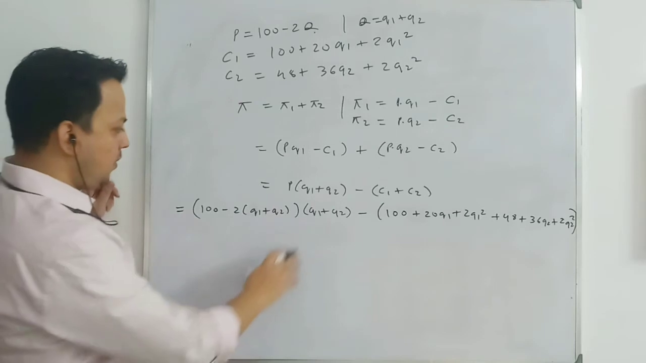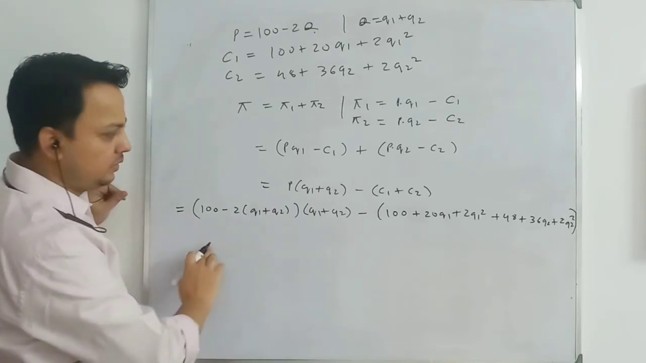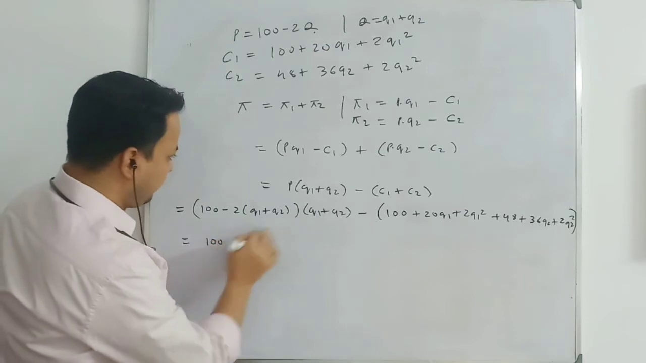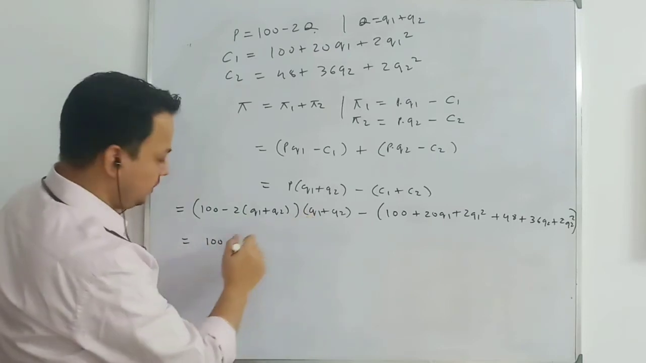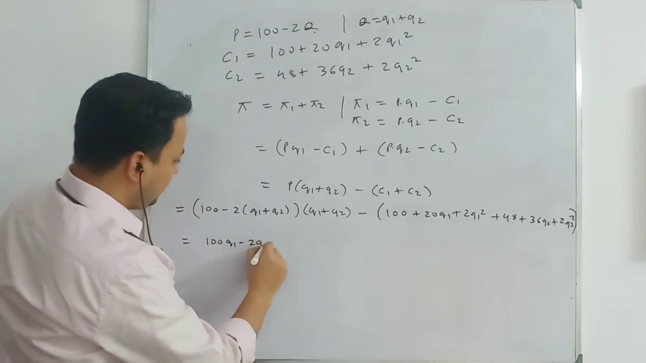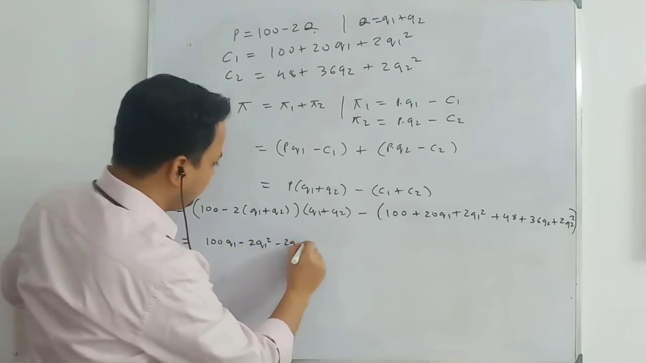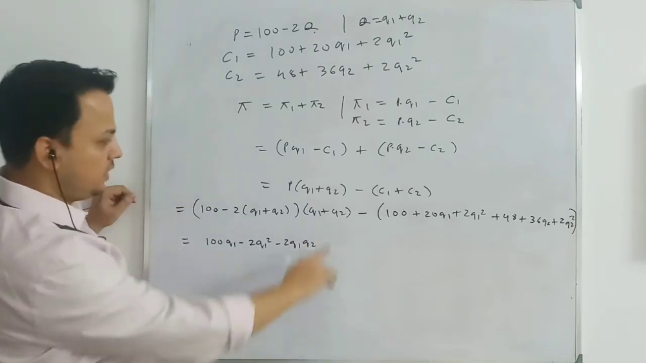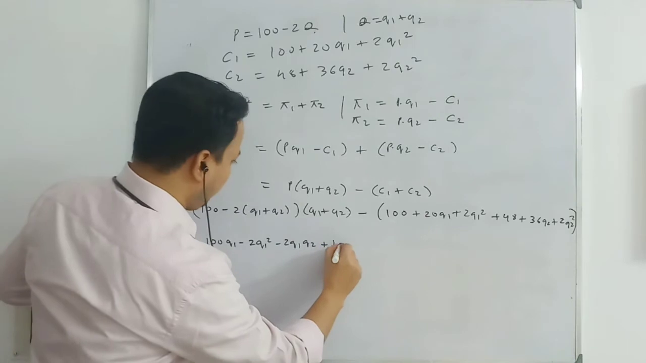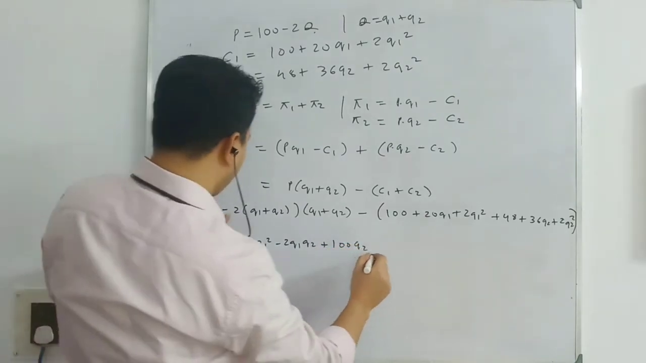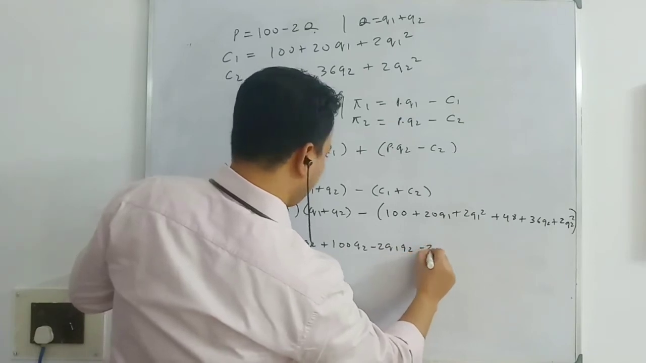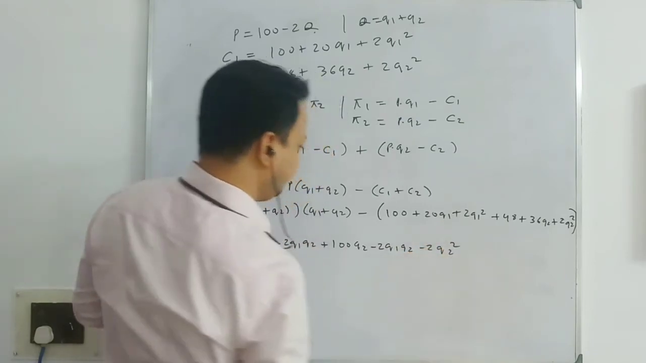Everyone have written? Now you open this one. So you can write this one as 100. First I am doing with Q1, multiplying with Q1. So it will be 100 Q1 minus 2 Q1 square minus 2 Q1 Q2. Then I will do it with Q2, so plus 100 Q2 minus 2 Q1 Q2 minus 2 Q2 square.